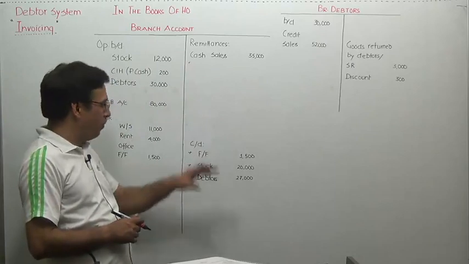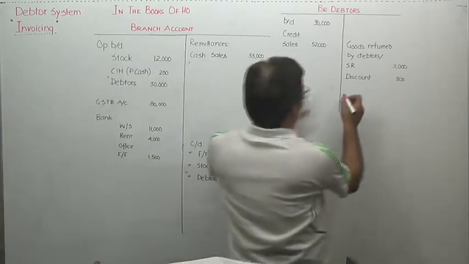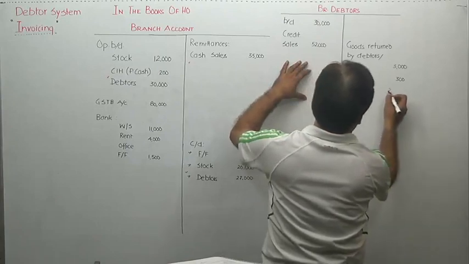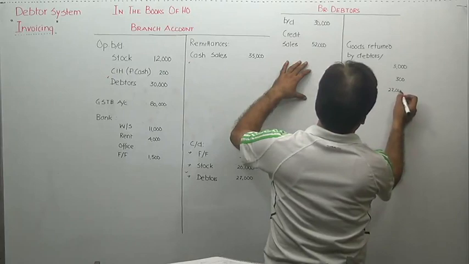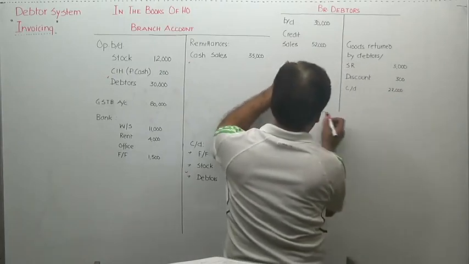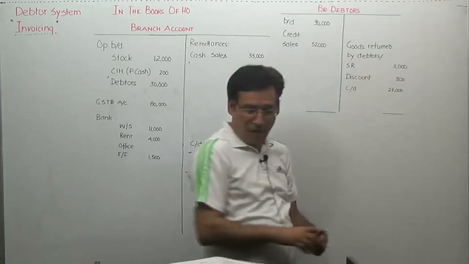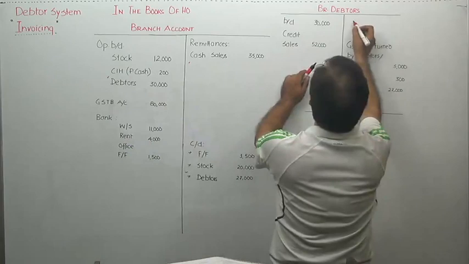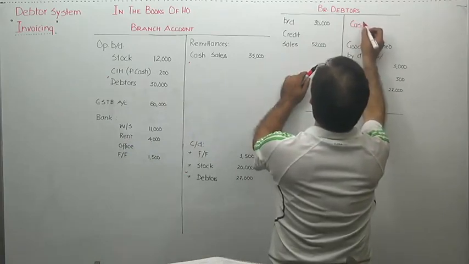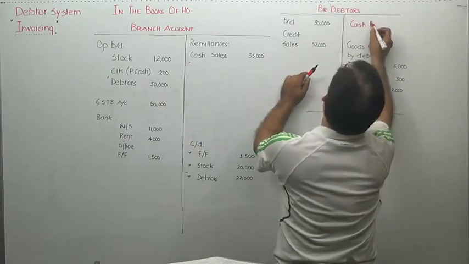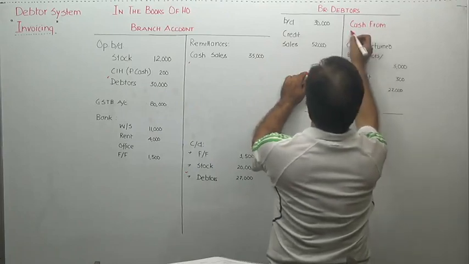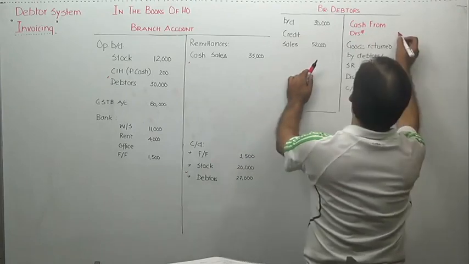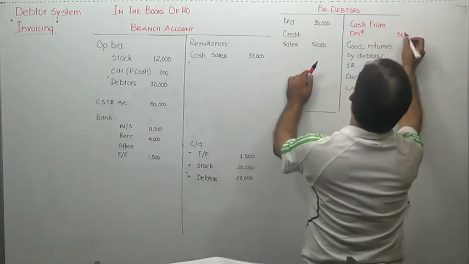But before we derive that figure, we must also post the closing balance of 27,000 in the debtors account. After posting this, we should tally the account and the balancing figure will be, of course, cash receipt from debtors. Cash receipt from debtors most probably will be equal to 51,700, I think so. Cash from debtors, this is your balancing figure. So, whatever figure is missing, you can get it through the branch debtors account.